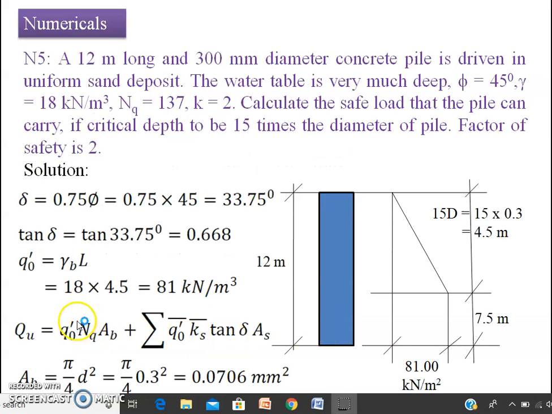Let us move towards numerical number 6. Actually the heading is to be changed here. It appeared as numerical number 5 again.